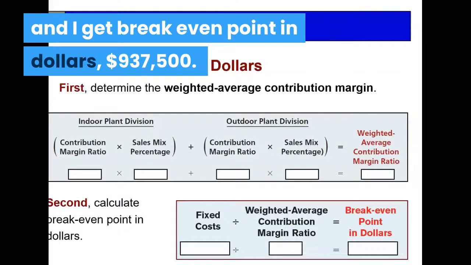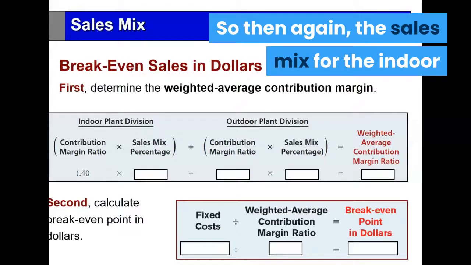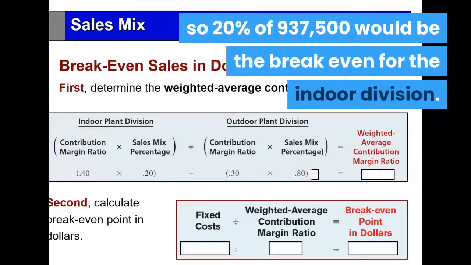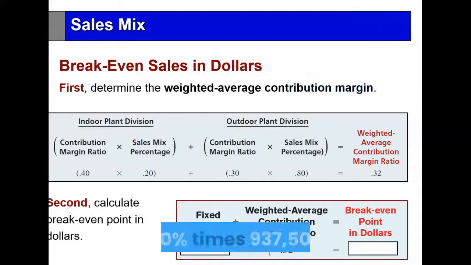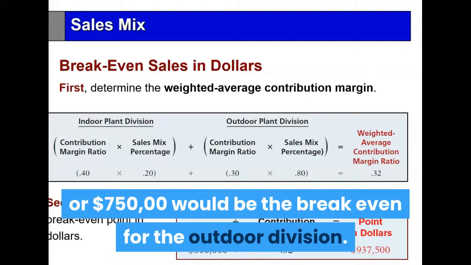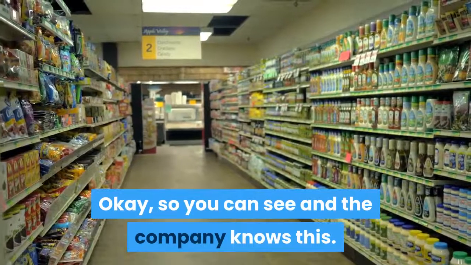So first we determine the weighted average contribution margin ratio, and we do that by taking the contribution margin ratio of indoor times the sales mix plus outdoor times the sales mix, and I get a weighted average contribution margin ratio of 32%. So I divide that into the fixed costs and I get break-even point in dollars, $937,500. All right, so that's a combination of both indoor and outdoor.